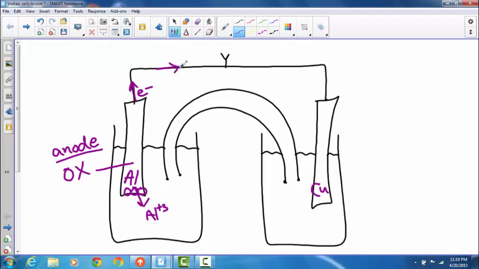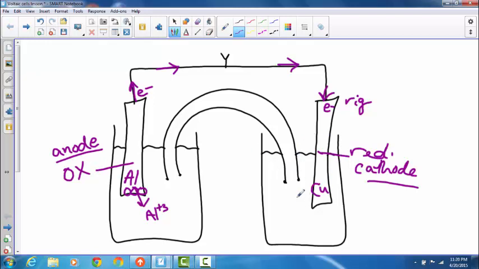Now, over on this side, this is where reduction is occurring. And you'll remember reduction is gaining electrons, so the electrons go here to the copper. Over here, since this is reduction, this is called our cathode. The cathode is the electrode where reduction happens. So we have our an ox and we have our red cat. That's a way of remembering it.